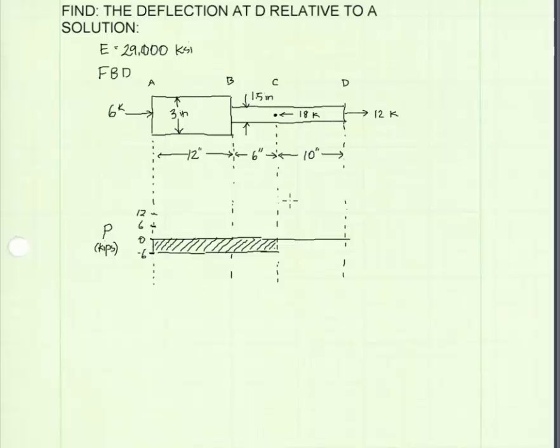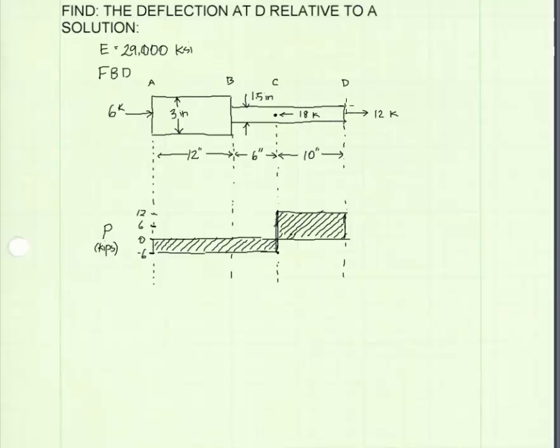At point C, an 18 kip force is applied in the direction opposite to the 6 kip force. That means we get a jump in our diagram of 18 kips. That will take us from -6 up to +12. The height of that jump is 18 kips. And from C to D, we have an internal force of 12 kips.